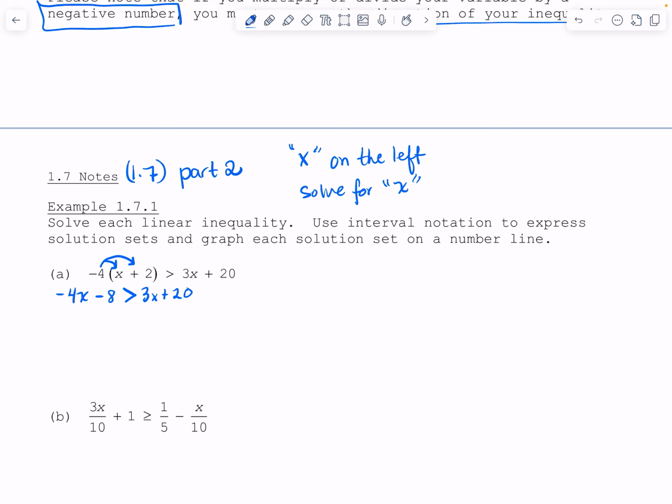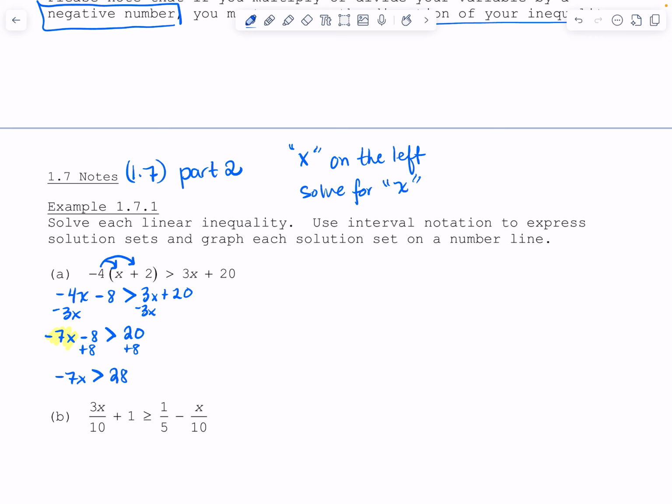So again, I'm trying to get all my x's on the left. So I'm going to subtract 3x off of the right-hand side and move it over to the left. And when I do that, I get -7x minus 8 is greater than 20. Now, again, I'm trying to keep that x on the left, so I don't want to move it. What I do want to move is that 8. So I'm going to add 8 to both sides. And to do that, I get -7x is greater than 28.